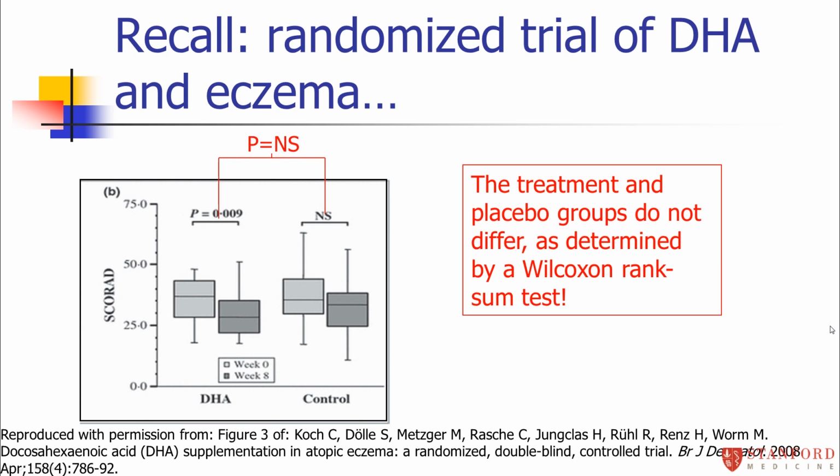But the p-value that really mattered here is not the within group changes, but the p-value we should have cared about here is the between group difference. Did the DHA group improve more than the control group? To get that p-value, we had to apply a Wilcoxon rank sum test, the between group, to compare the two groups in their improvement in SCORAD scores, and that came out to be non-significant. So as we said, even though the within group improvement is significant in one group but not the other, that doesn't mean the between group differences are going to be significant, and they weren't here. All those p-values were done by non-parametric tests because the SCORAD score is not normally distributed.